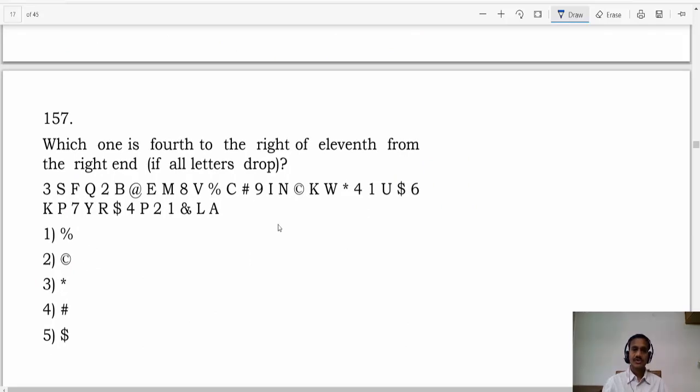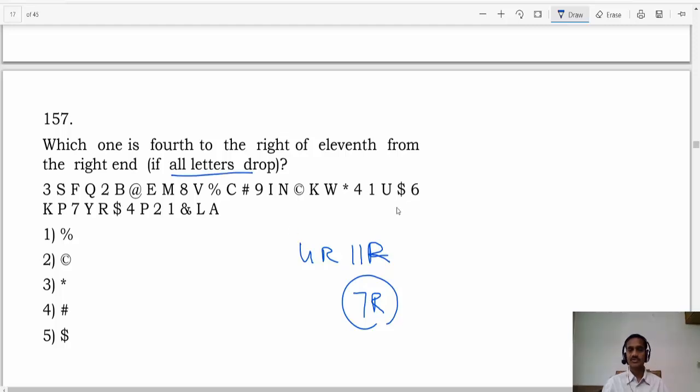156. Which one is 4th to the right of 11th from the right hand? 11th right and 4th right. Right and right same direction, subtract. Hence 7th from the right hand. And if all the letters are dropped, without the letters, now we need to find out 7th from the right. 7th from the right: 1, 2, 3, 4, 5 and 6, 7. 7th from the right is what? And 7th from the right without the letters, the 4th to the right of 11th from the right. Isn't it?